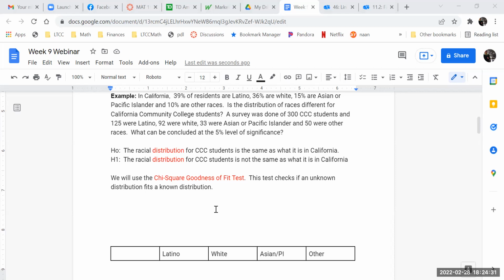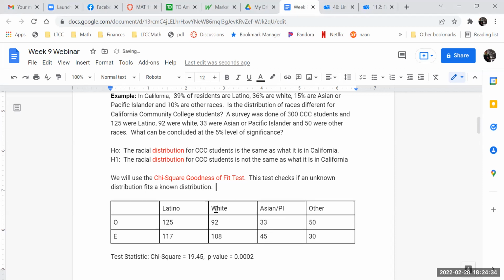Okay, so after deciding that we need a chi-squared goodness of fit test, you write down the observed and expected table. So I tend to use the first letter. I tend to use O for observed and E for expected. Does that make sense?